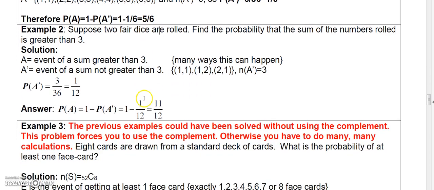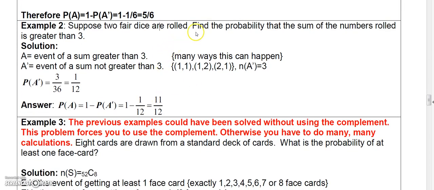Another example says, suppose 2 fair dice are rolled. Find the probability that the sum of the numbers rolled is greater than 3. Let A be what we're looking for, the event of a sum greater than 3, and there are of course lots of ways this can happen. But let A prime be the event of a sum not greater than 3. There's only 3 rolls that are not greater than 3: a 1-1, a 1-2, or a 2-1. So there's 3 ways that can happen, and the probability of A prime would be 3 out of 36, or 1/12.